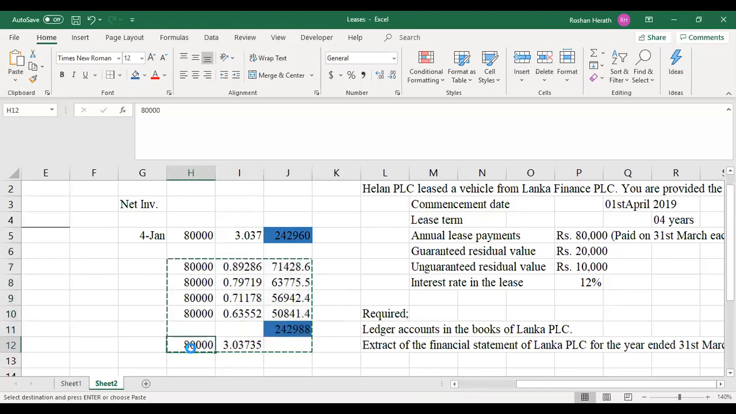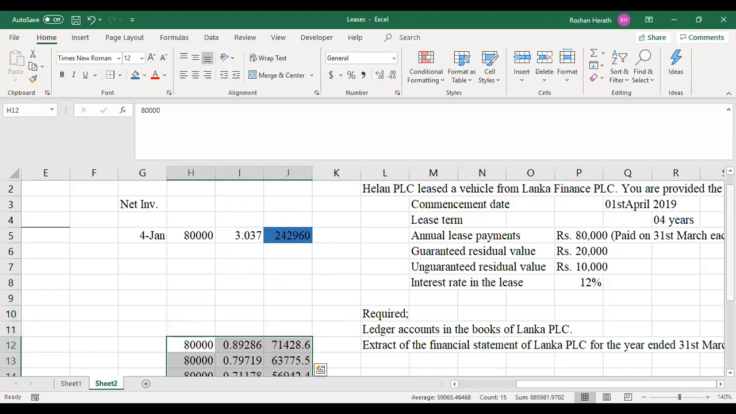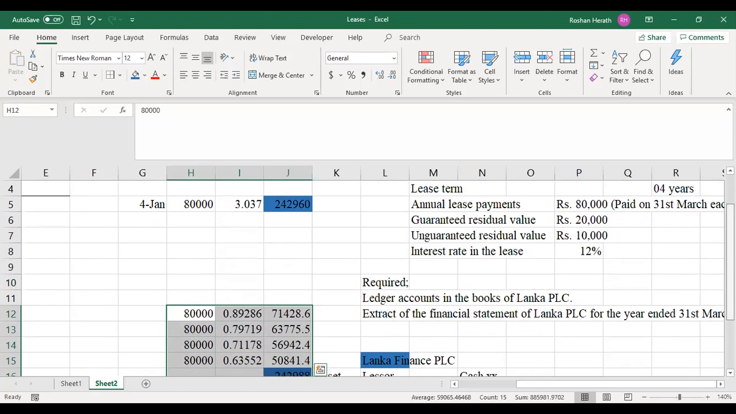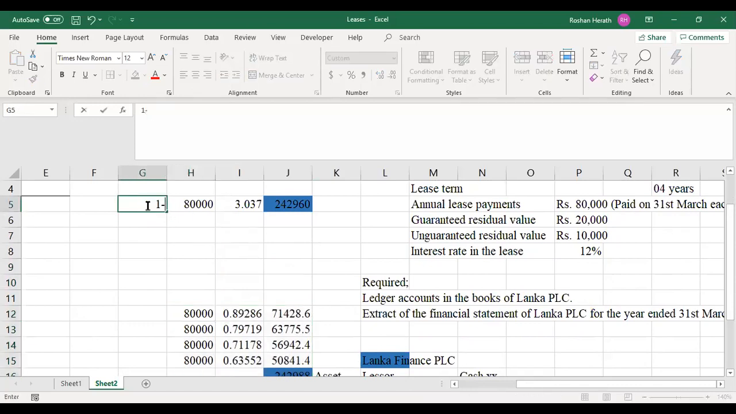So now you see it coincides. So you're fine. Okay, you take that 80,000 from 4 years. It comes in a different format. Sorry for that.